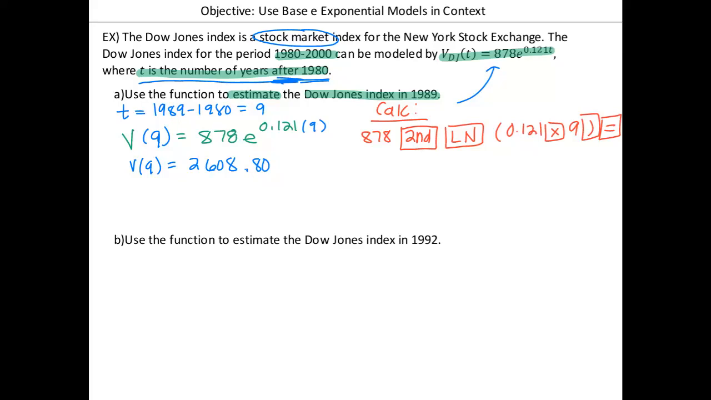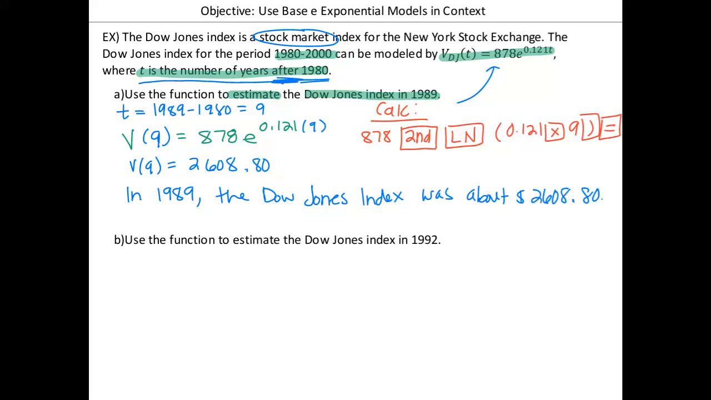Okay. Because this is a context problem, you would want to write a sentence. So we would say, in 1989, comma, the Dow Jones Index was about $2,608 with 80 cents.